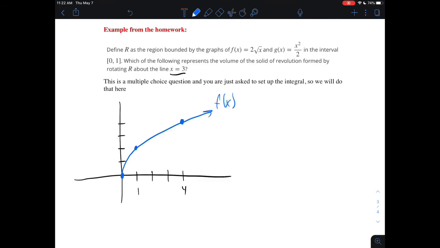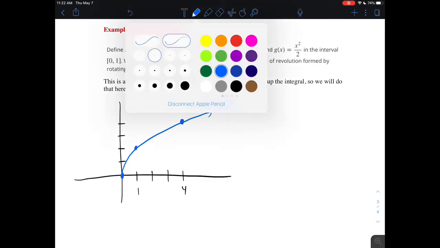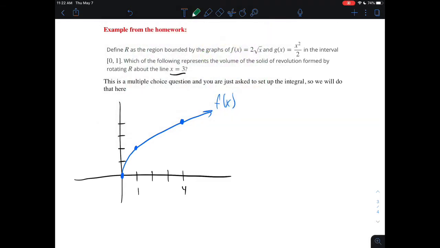And then g of x is x squared over 2. And again, I'm just going to plug in a couple of numbers. So when x is equal to 0, I get 0 out for g of x. When x is equal to, I'm going to skip over to 2. Plugging in 2 into g of x, I get 2 squared, which is 4, divided by 2. That gives me 2 back out. And then if I plugged in 3, I would get 3 squared, which is 9, divided by 2 is 4.5. So I would get some curve like this. And there's g of x.